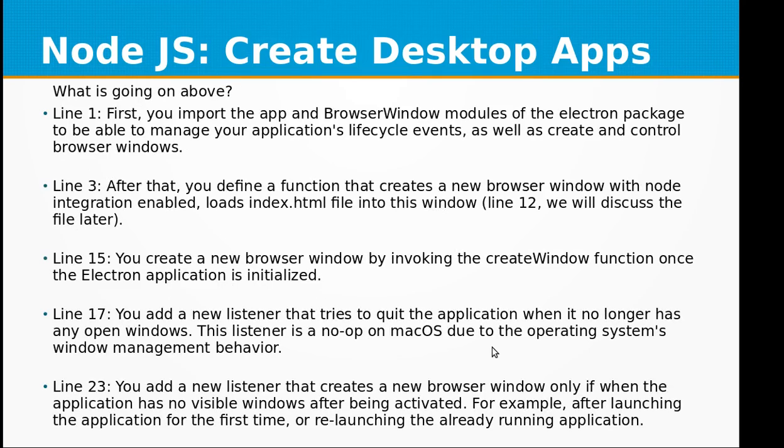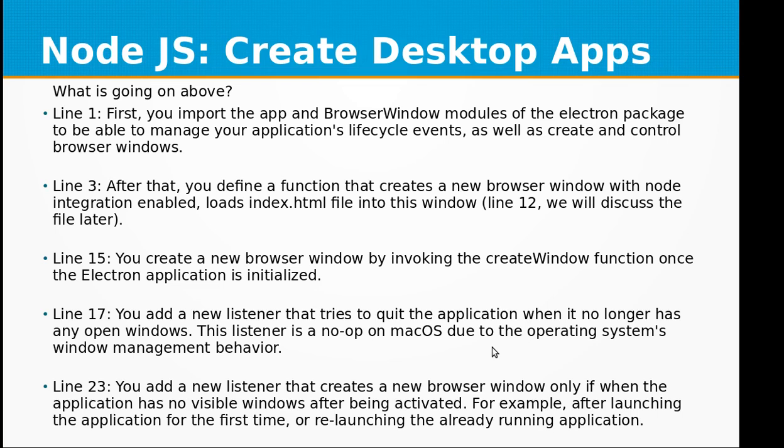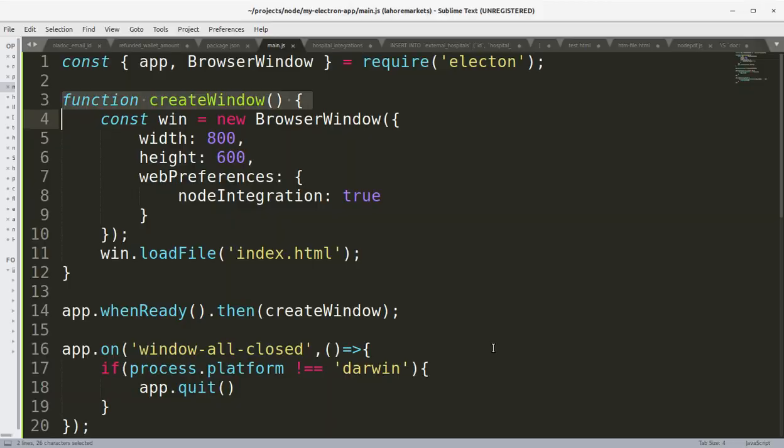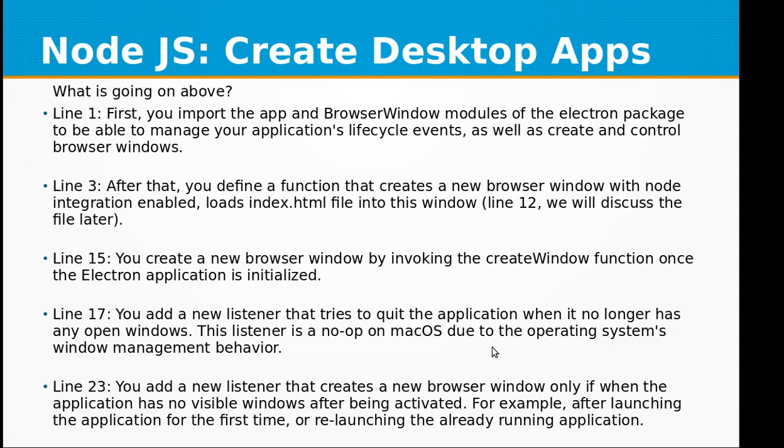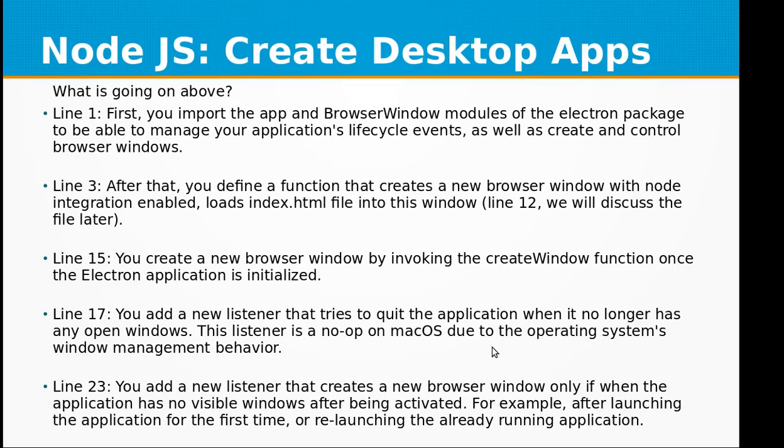Okay, let's move next. So what is going on above? On line 1, first you import the app and browser window modules of the Electron package to be able to manage your application's lifecycle events as well as create and control browser windows. On line 3, after that you define a function that creates a new browser window with node integration enabled, loads the index.html file into this window on line 12, and this we will discuss later.